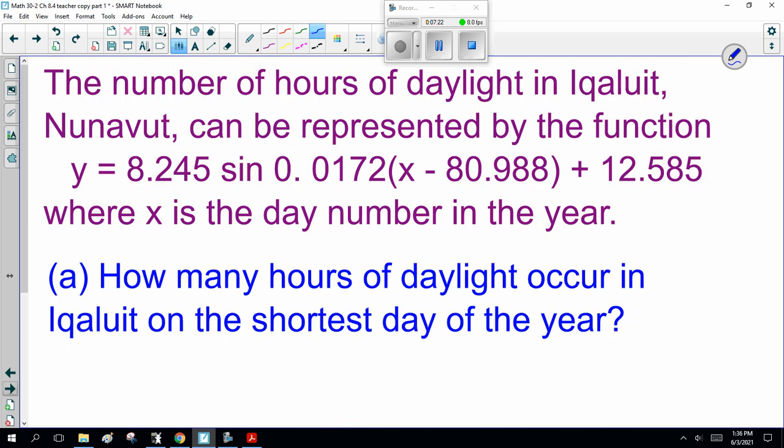Last example question. The number of hours of daylight in Iqaluit, Nunavut can be represented by the function y equals 8.245 sine of 0.0172 bracket x minus 80.988 plus 12.585, where x is the day number of the year. Now, how many hours of daylight occur in Iqaluit on the shortest day of the year? Right off the bat, note 2 things here.